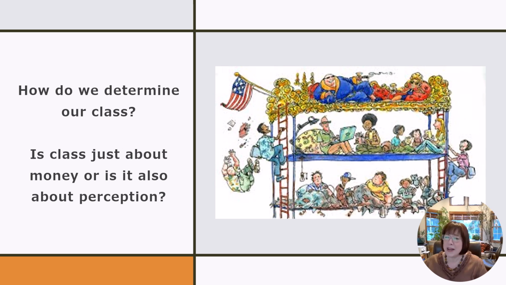Is class just about money, or is it also about perception? Class is a relative concept that includes both subjective elements, how we perceive ourselves, and objective ones, like financial resources and influence. For example, some unionized workers may earn similar salaries to college professors, but still consider themselves working class due to their family background, the societal value placed on their jobs, or the limited power they have in the workplace. Our experiences of class are also shaped by our race, gender, and ethnicity.